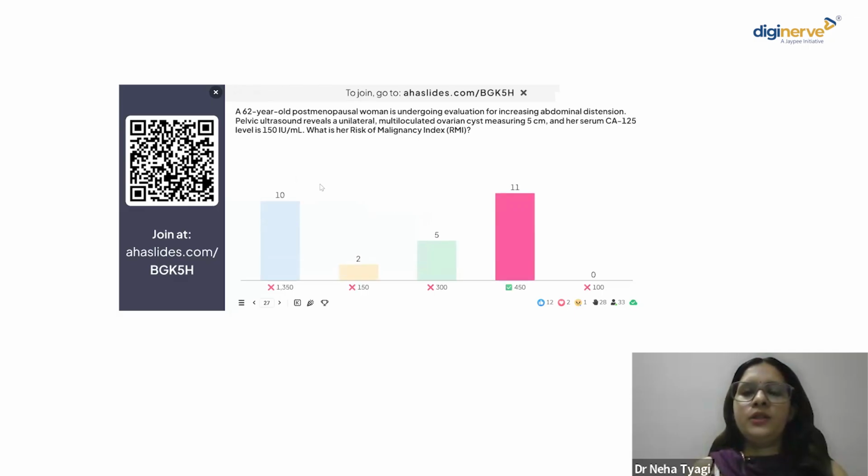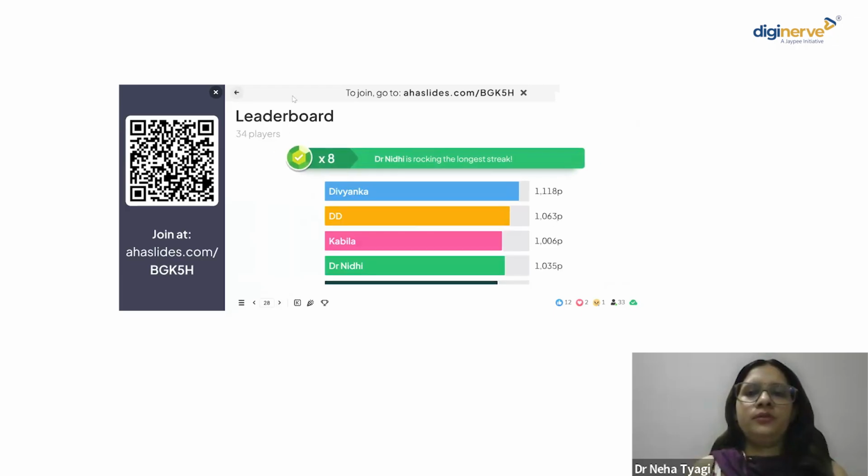11 have marked it correctly. It's 450. Let's see the leaderboard. Dr. Nidhi is rocking the longest streak, but now Dr. Divyanka is leading the leaderboard.